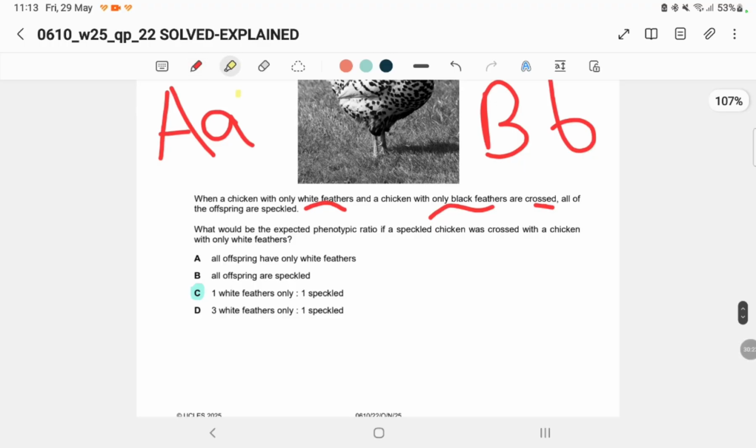Stating here, what would be the expected phenotypic ratio if a speckled chicken, which contains both the A and the B, was crossed with a chicken with only white feathers?